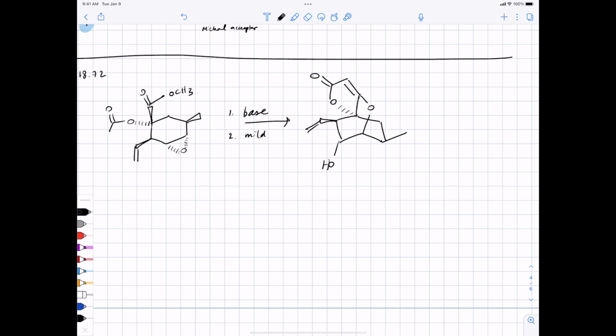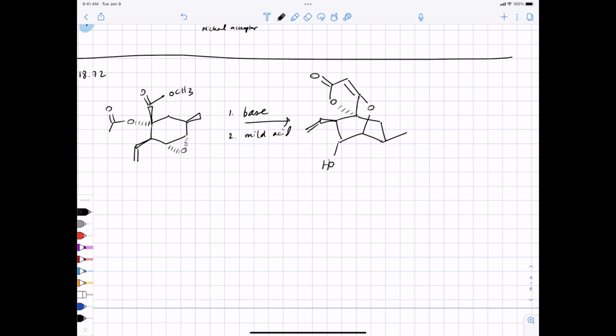Add a base and a mild acid. That's helpful. Yeah, I don't know that it does. Okay. So I haven't looked at this. I'm not totally sure how to solve it. We've got the right connectivity.